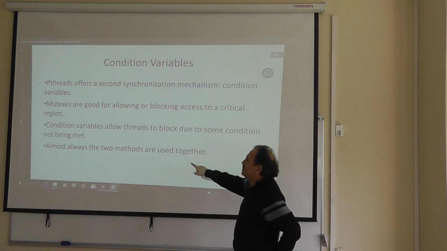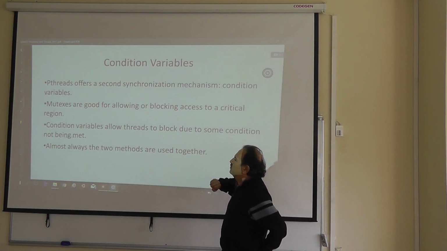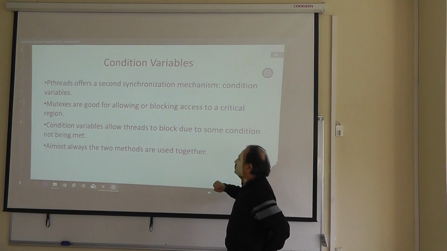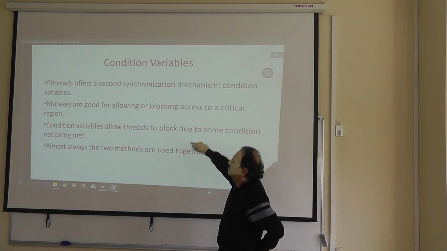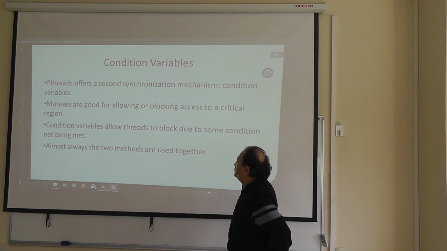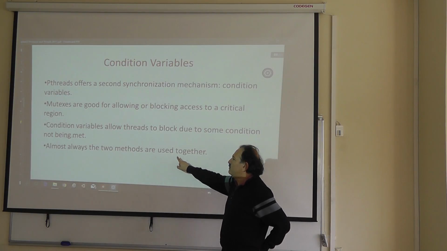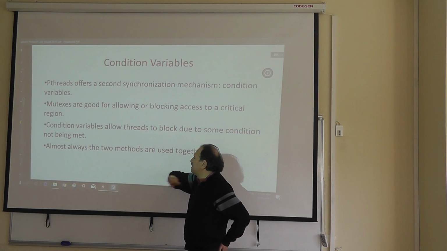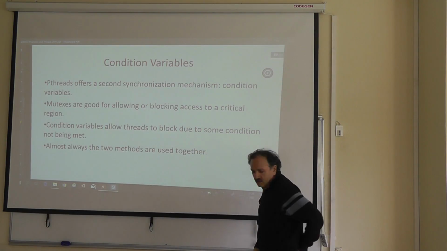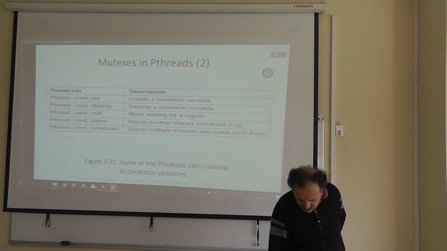I almost always use the two methods of checking for mutual exclusion together. Mutexes and condition variables are used together. Almost always the two methods, by two methods I mean condition variables and mutexes, are used together. Let's see an example actually.